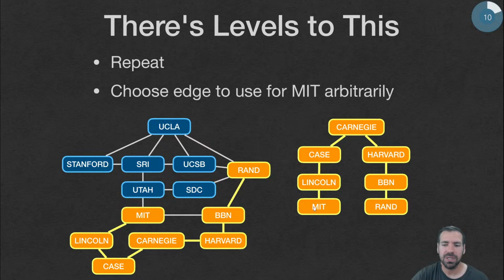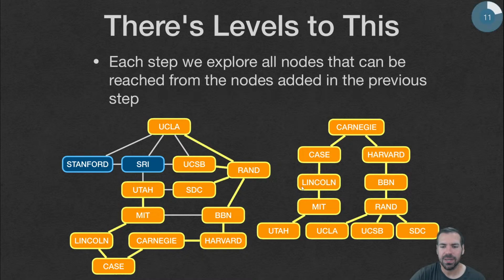So Lincoln explores MIT. When BBN looks at MIT, it's going to see that it's already been visited, so we're not going to bother going there. So this edge right here never makes it into our other graph over here because it wasn't used to discover a new node. And then MIT is going to find Utah. Rand's going to find a whole gaggle of nodes here. So we're going to draw these in, again, visually lower on the slide. And then let's wrap this thing up.